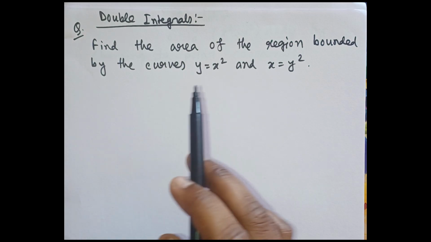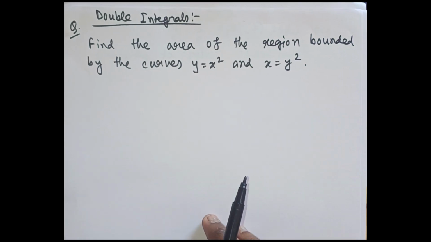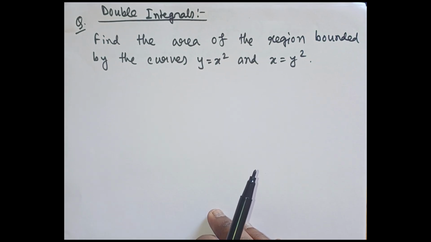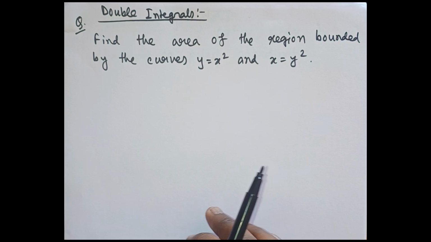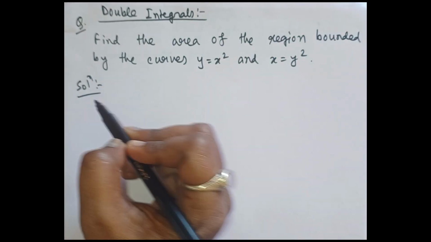So now let us solve some important questions on double integration. The first question is: find the area of the region bounded by the curves y equal to x square and x equal to y square. So let us start the solution.